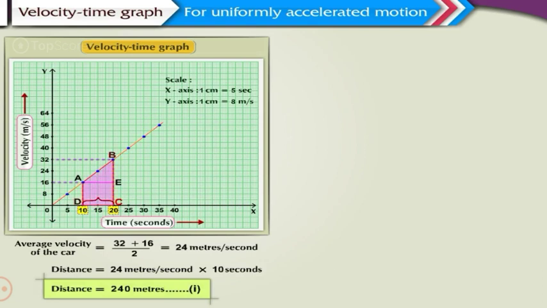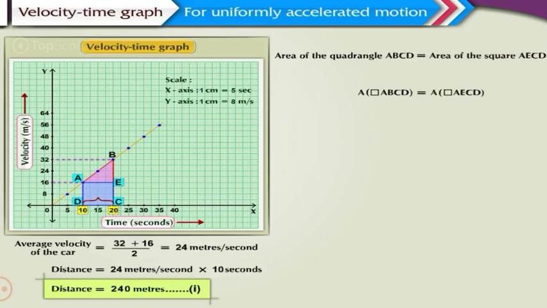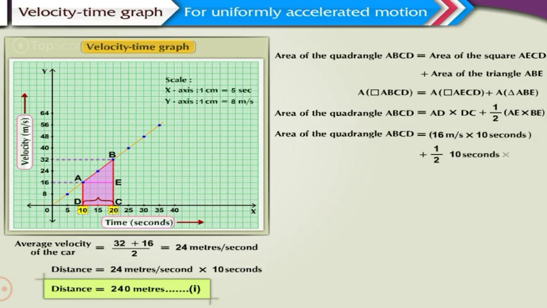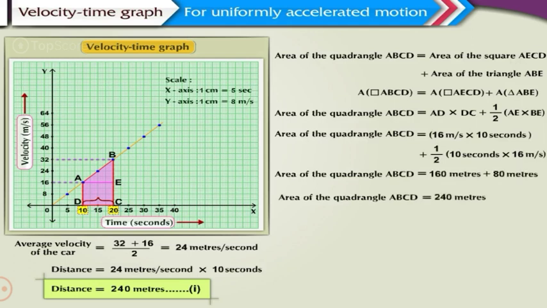Come, let us check whether the distance covered by the car is equal to the area of the quadrangle ABCD or not. The area of ABCD equals the area of the square AECD plus the area of the triangle ABE. This equals AD times DC plus 1/2 times AE times BE. This equals 16 meters per second times 10 seconds plus 1/2 times 10 seconds times 16 meters per second, equals 160 meters plus 80 meters equals 240 meters.